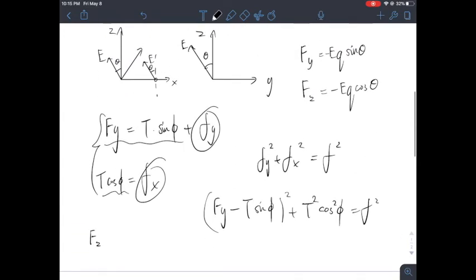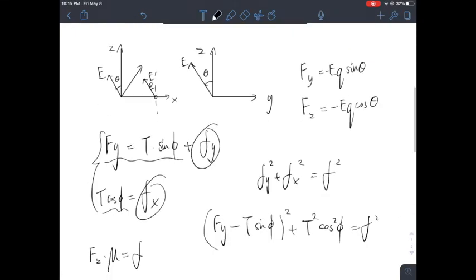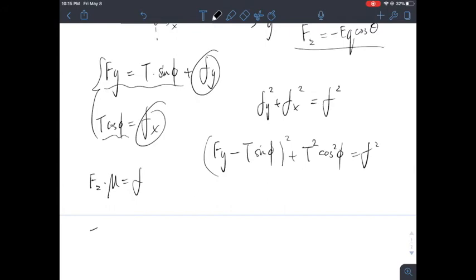Then let's look at the friction. How are we going to express our friction force? Our friction force is the normal force times the coefficient of friction. So the normal force is the force pair of the electric field force. Then we know Fz times mu equals F.